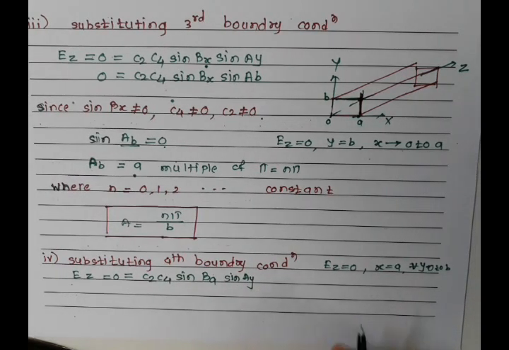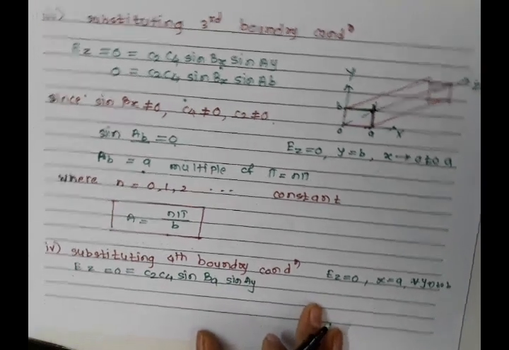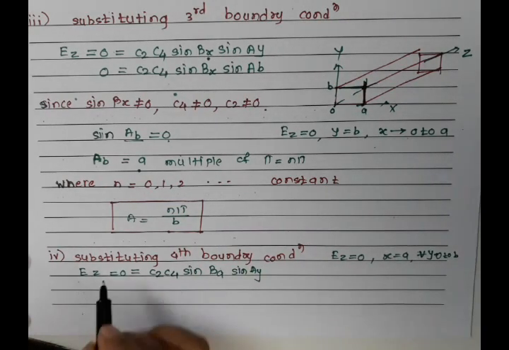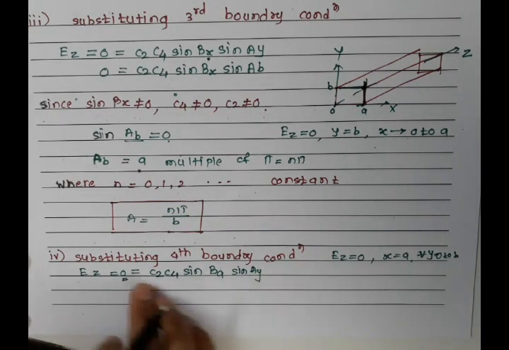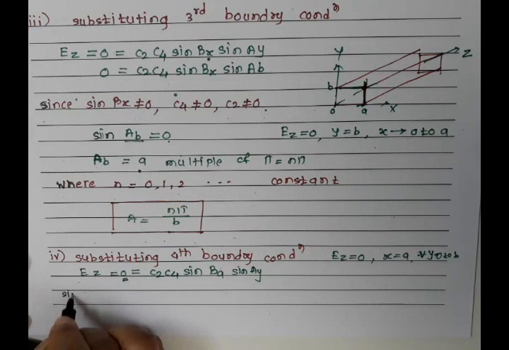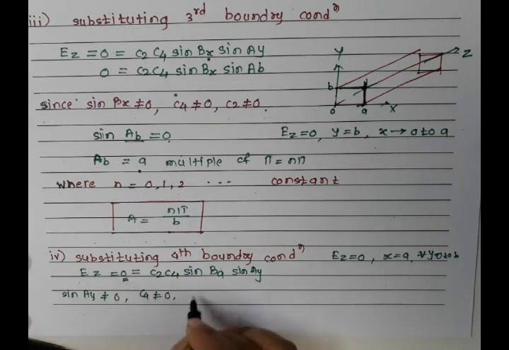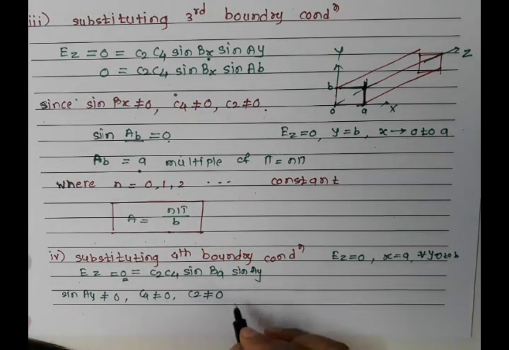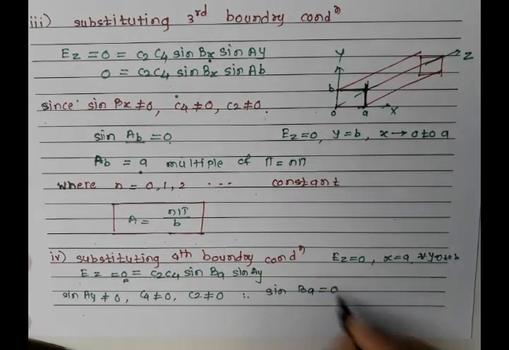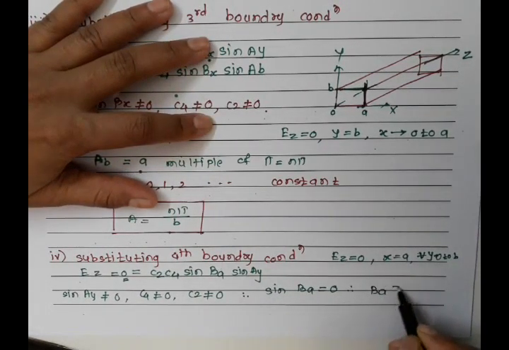Okay. So since now here is sine of B A and sine of Ay, if you see the conditions over here, I can say sine of Ay cannot be zero. If this value is zero, this must be zero, otherwise these constants must be zero. But here since sine of Ay cannot be zero, C4 cannot be 0, C2 cannot be 0, therefore sine of BA is equal to 0. So if sine of BA is equal to 0, it means BA must be m pi.